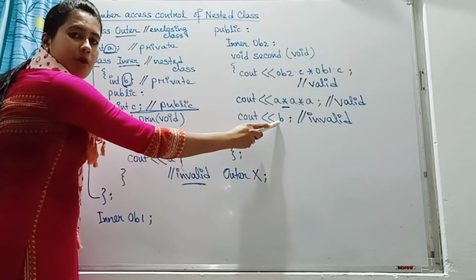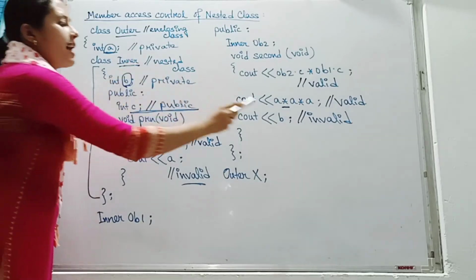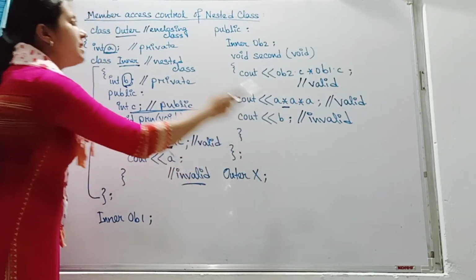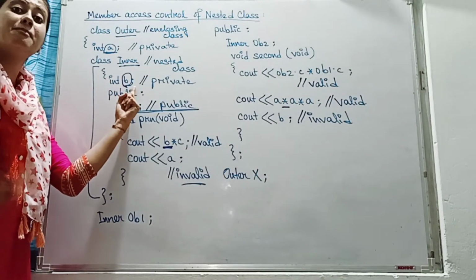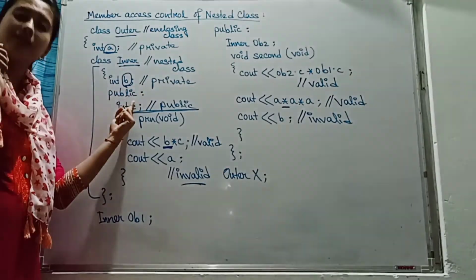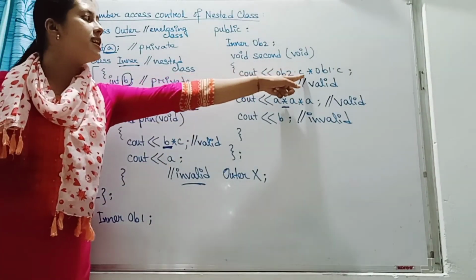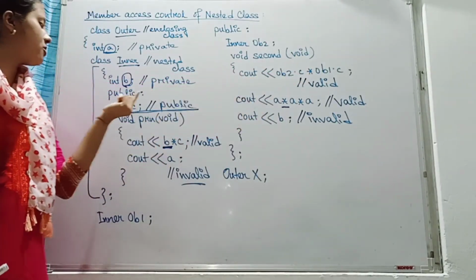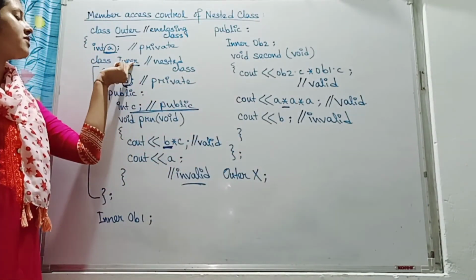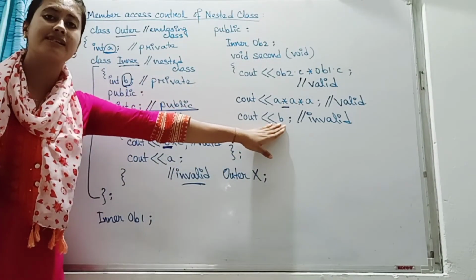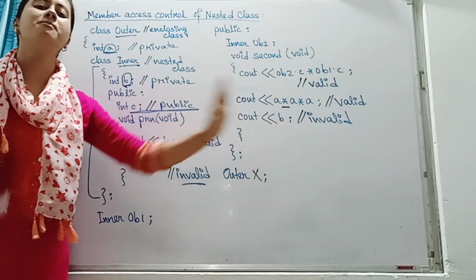But B created a problem here. Why? Because B is defined in the inner class, in the private section, and here we have accessed B in the outer class. If it was defined under the public section, it would not have created any problem. Like you see, C has not created any problem because C is in the public section. But B is in the private section of the inner class, and here we are accessing B in the outer class. That's why this statement will become invalid.